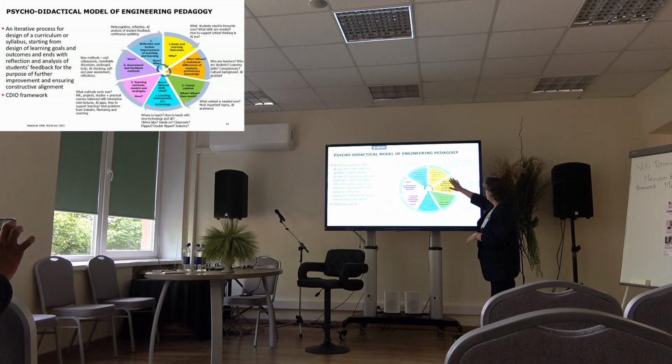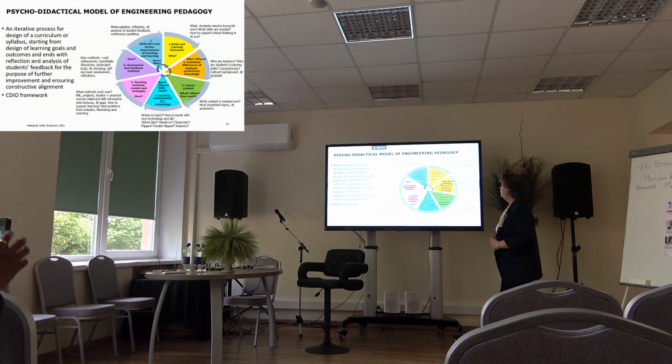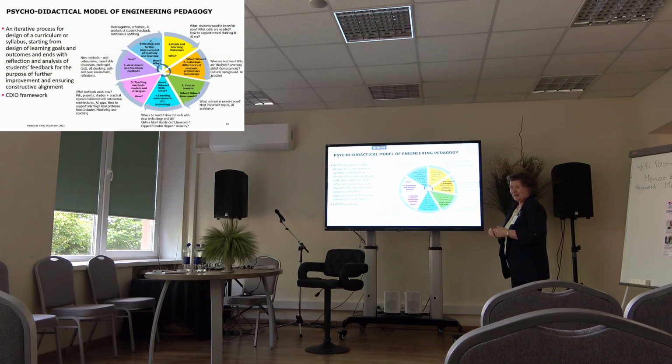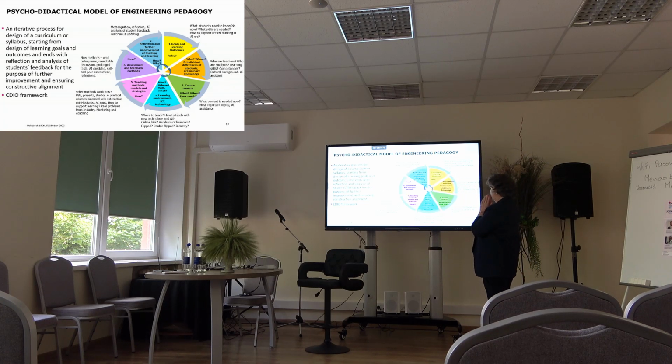We started with the first question: what the goals and learning outcomes are, what our students need to know now. Because there's no need to give them lectures anymore. They have lots of information. What skills they need after subjects, courses, and after the whole curriculum. And how to support critical thinking in the AI era. So how to build up those learning blocks.